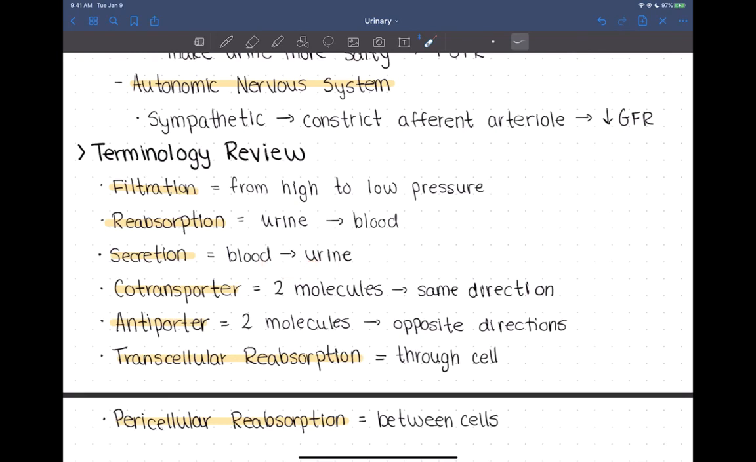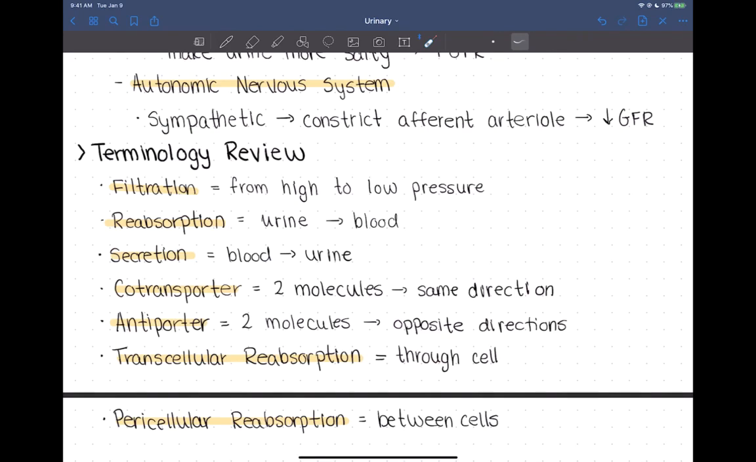Okay, in the next section we're going to be talking a lot about kind of exchanging different ions and glucose and amino acids, so there's going to be some transporters involved. So let's just review some terminology for that. So a co-transporter is going to be a transporter, so this would be a membrane protein, and it's going to move two molecules, and it's going to move them in the same direction. Okay, so co-transporter moving two molecules in the same direction versus an antiporter, which moves two molecules in opposite directions. All right, so you'll bring one molecule in and the other one out.